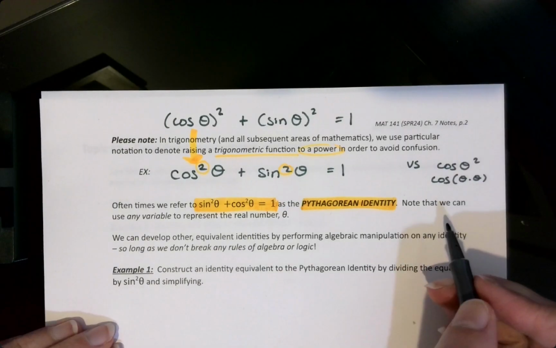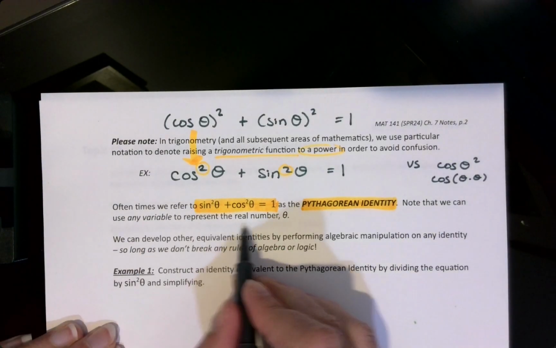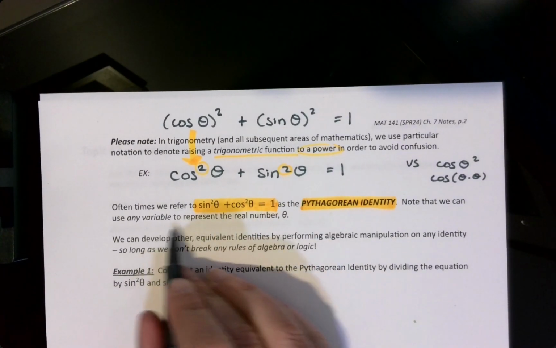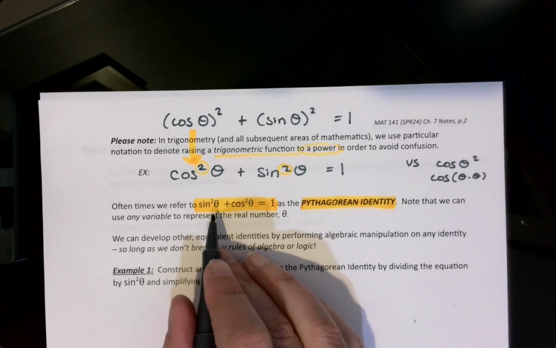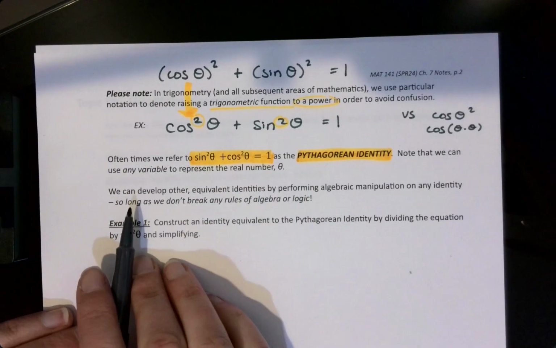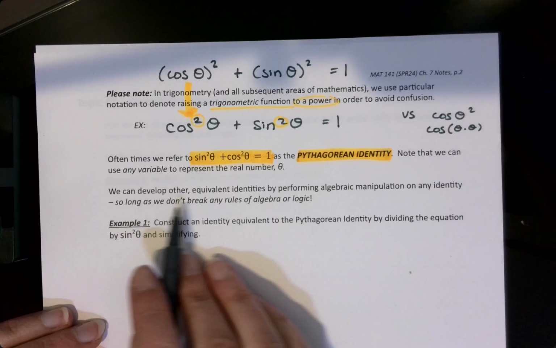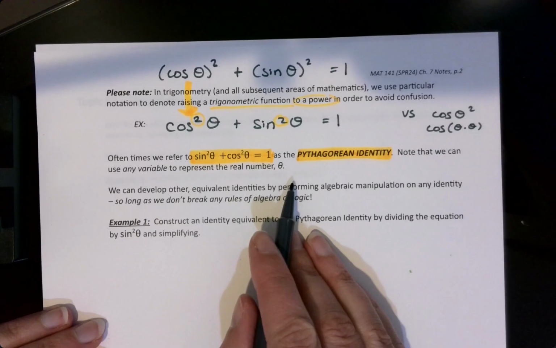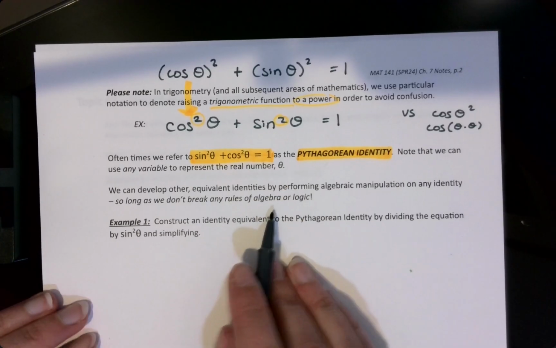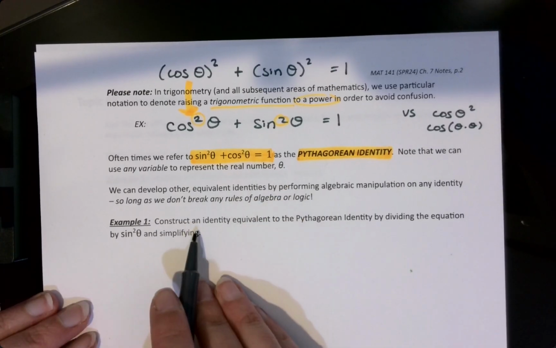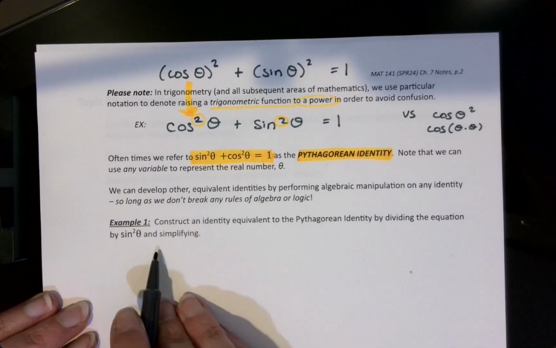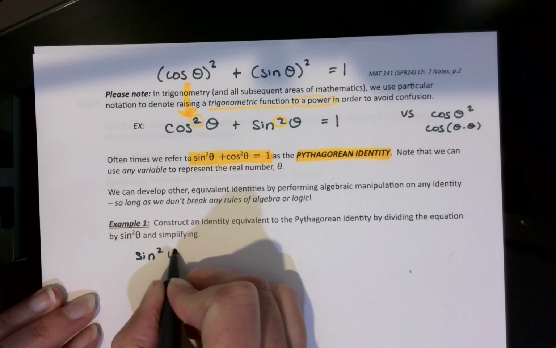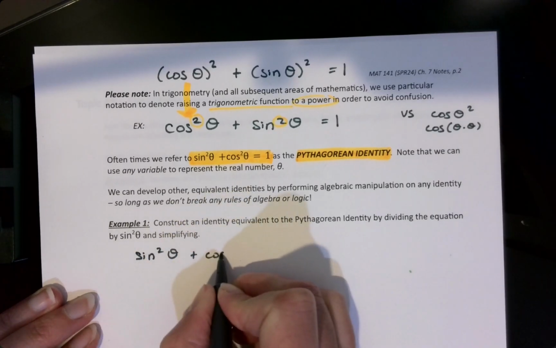Now, we can develop other equivalent identities by performing some algebraic manipulation on given identities, so long as we don't break any rules of algebra. So we're going to make an equivalent identity by dividing this equation by sine squared theta and simplifying. All right, so sine squared theta plus cosine squared theta equals 1. That's our first Pythagorean identity. We're going to divide both sides by sine squared theta as directed here.